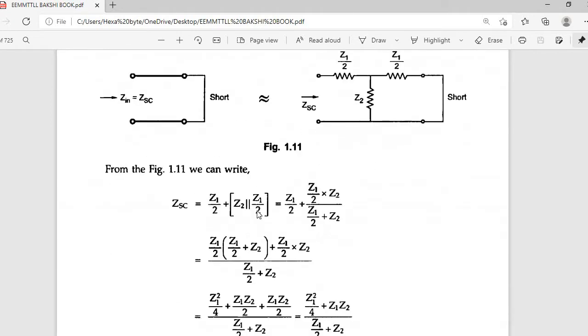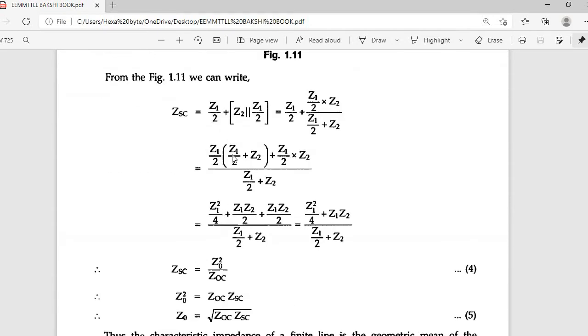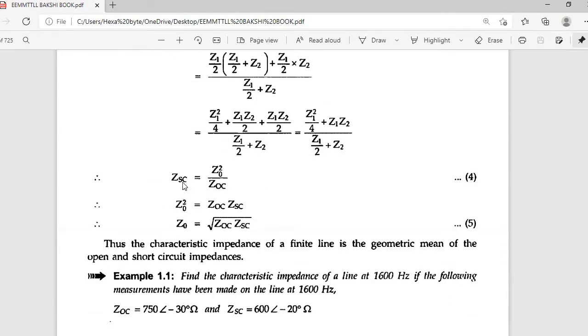So Z1 by 2, it is like R1 parallel to R2, R1 into R2 by R1 plus R2. So that is Z1 by 2 of Z1 by 2 plus Z2. After multiplication and simplification, you will get Z1 square by 4 plus Z1 into Z2 by 2, divided by Z1 by 2 plus Z2. So ZSC is equal to Z0 square by ZOC.